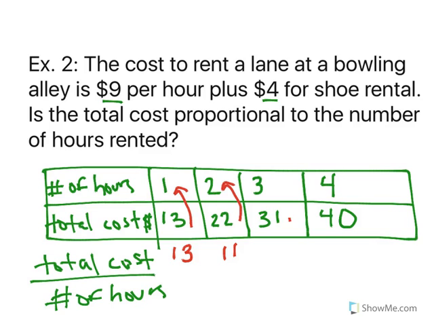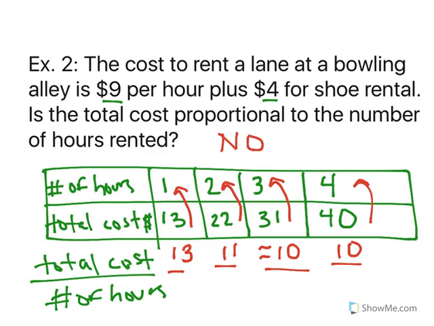31 divided by 3. You can type that into your calculator, or you can make an estimate. I would say about 10, because 30 divided by 3 is 10. And then 40 divided by 4 is actually 10. But because these numbers are not the same, it is not a proportional relationship, meaning there's no pattern.